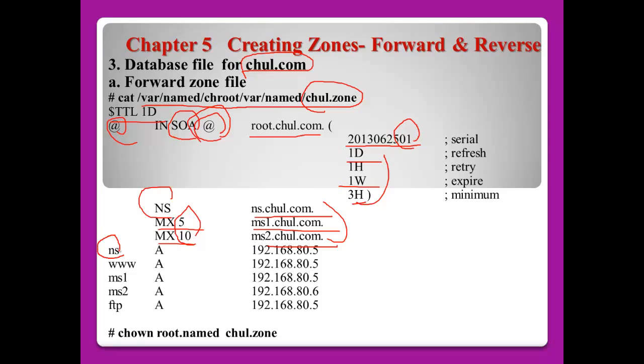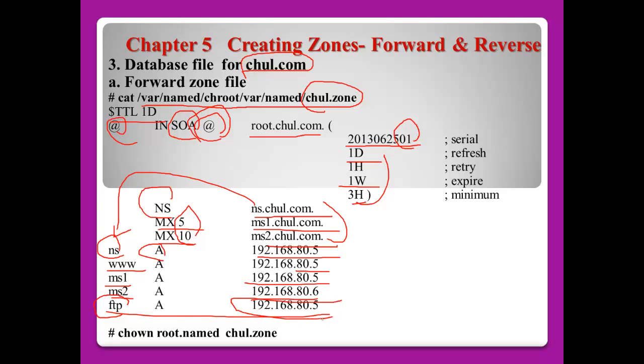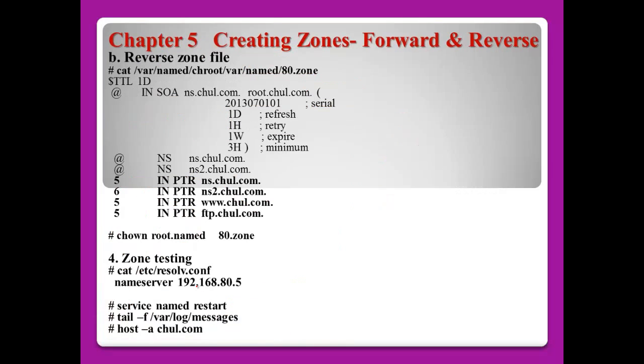After that, the name server ns, this one means the name server. The internet address is in my case 192.168.5.5. The www web server is the same, 5.5, and ms1 and ms2 are the mail servers. The first mail server is 5.5 and the second mail server is 5.6. If you want to add more hosts, in my case I add FTP, so 5.5 is also the FTP server. After that, we have to change the ownership, root.named on the chol.zone file like this.